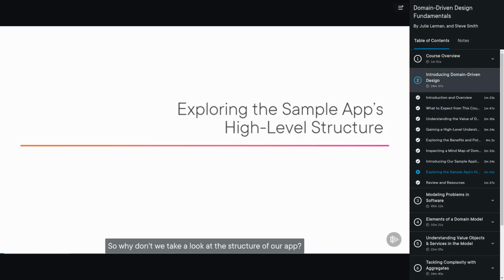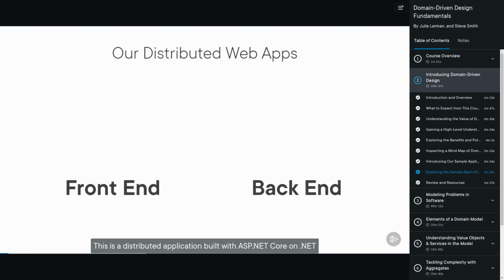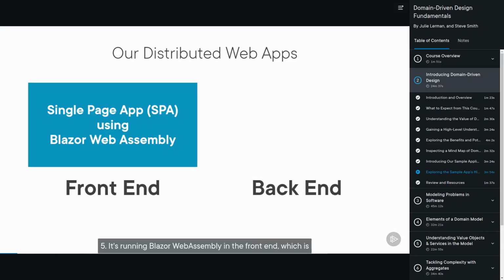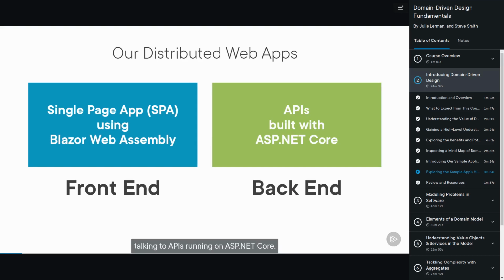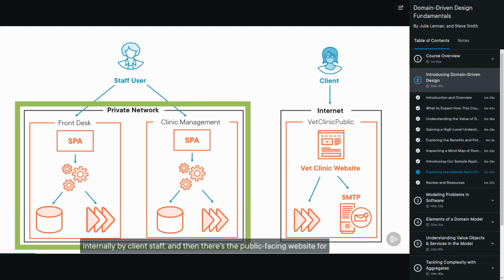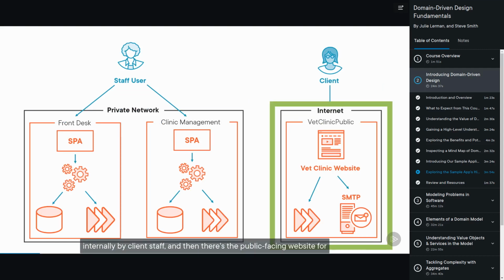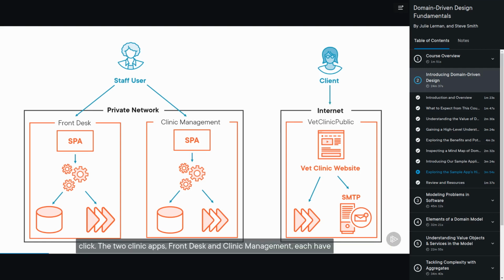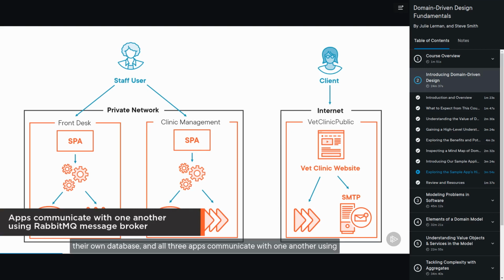So why don't we take a look at the structure of our app. This is a distributed application built with ASP.NET Core on .NET 5. It's running Blazor WebAssembly in the front end, which is talking to APIs running on ASP.NET Core. There are 3 different web apps that the system uses. 2 are used internally by clinic staff, and then there's the public-facing website for the clinic, which is needed for the confirmation links that users will click. The 2 clinic apps, Front Desk and Clinic Management, each have their own database, and all 3 apps communicate with one another using messages transported by RabbitMQ.